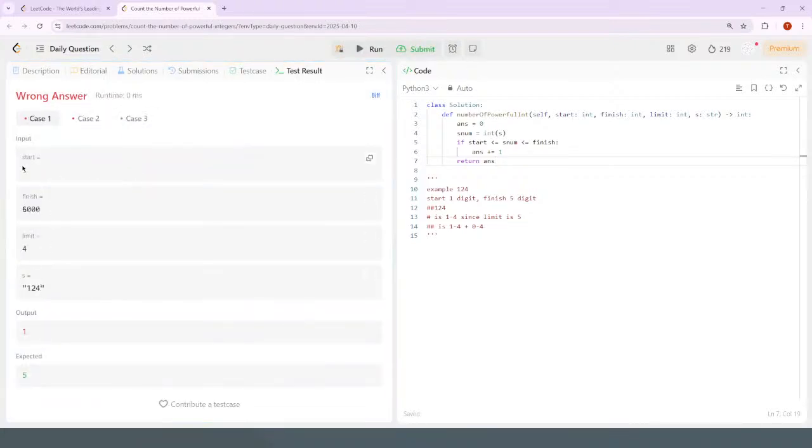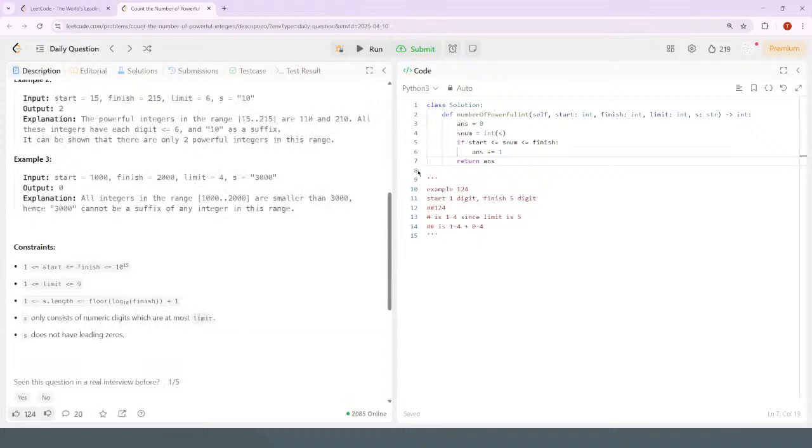Alright, 124 is between 1 and 6,000, so it returns 1. 10 is not between 15 and 215, so it returns 0. 3,000 is not between 1,000 and 2,000, so it returns 0. Okay. So this is just counting the prefix 0.